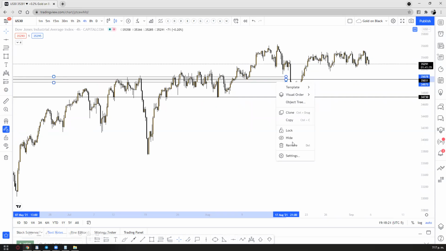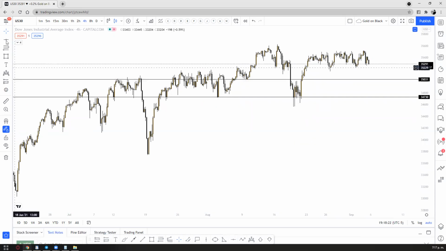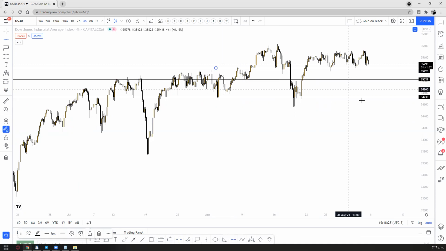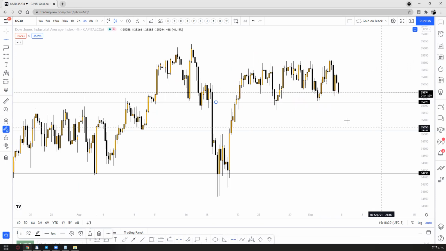Let me remove that. Let me continue with the lines. Let's see where could be another good position. Maybe there. There is a good position as well. Price touched it, broke, retested, then pushed up, retested here, retested, retested, and broke. It broke, retested, retested. So that's a zone as well, very strong.